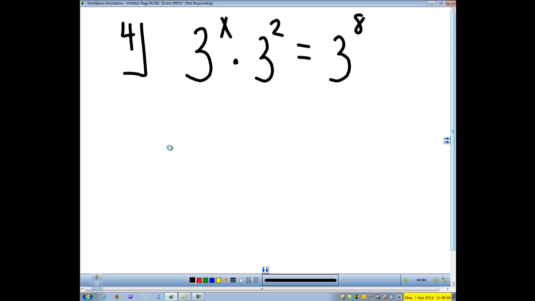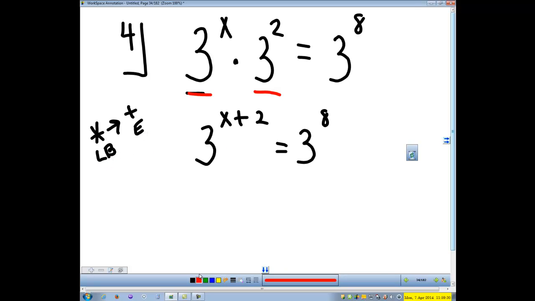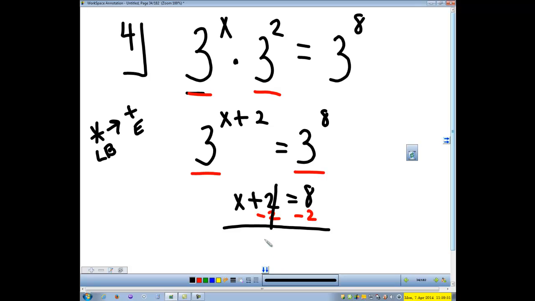Using the laws of exponents that we learned in Unit 15, when we multiply like bases, we add the exponents and the base stays the same. So when you multiply like bases, add the exponents. Now I have one base on each side of the equal sign, and they are alike. Now I can set x plus 2 equal to 8 and solve for the variable x. Subtracting 2 from both sides gives me x is equal to 6.